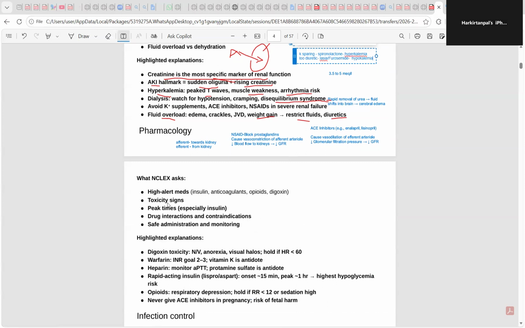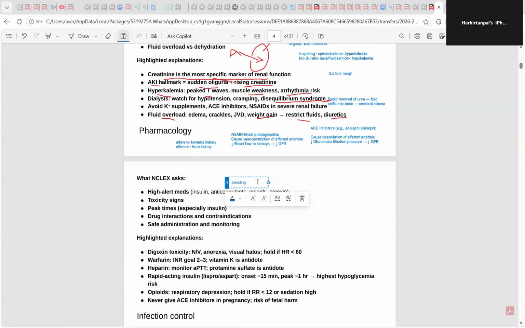The high alert medications are insulin, anticoagulant, opioid, and digoxin. For insulin, we already know it has two roles, so we need to check the potassium level and the blood glucose level. And what is the complication of an anticoagulant? Anticoagulants, heparin and warfarin, will cause bleeding.